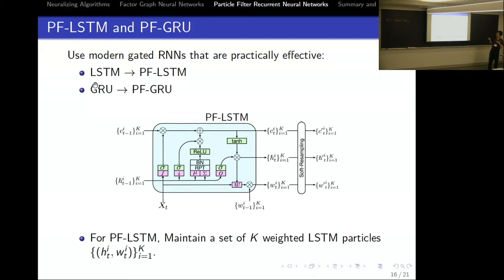So we can transform an LSTM into a particle filter version of LSTM, and a GRU into a particle filter version of a GRU. We maintain K of them. Every step we do a transition, and then we do resampling. Resampling is quite good because it kills away the low probability hypotheses and allows you to focus on the high probability ones, and then you grow from there. So that seems to be quite helpful.